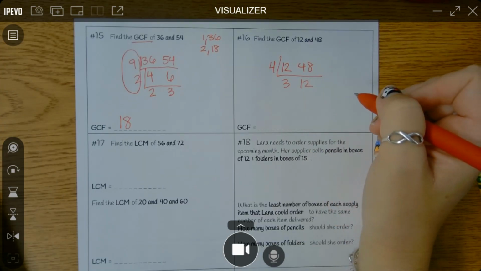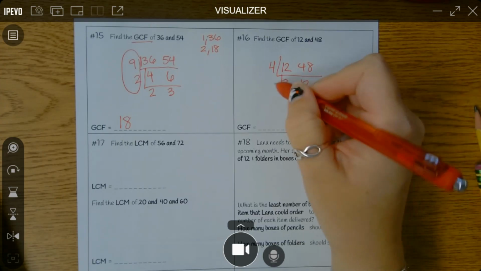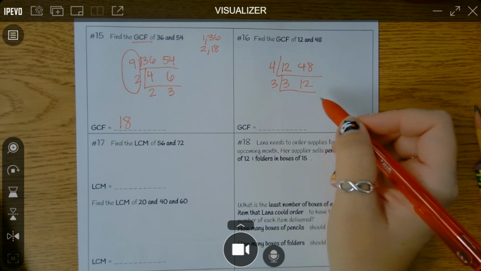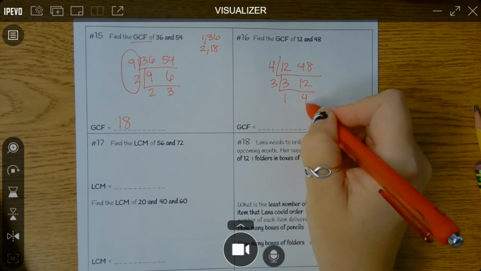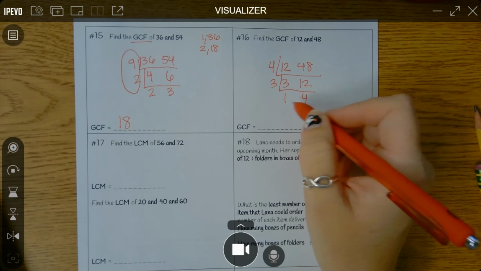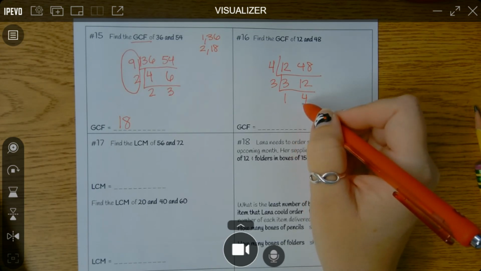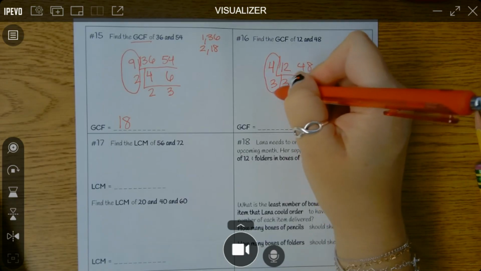Can I keep going? Yep. Don't forget about 3. Everyone forgets about 3. 3 can go into both numbers because 3 goes into 3 once and 3 goes into 12 4 times. Can anything other than 1 go into both 1 and 4? Nope. So this is your GCF.